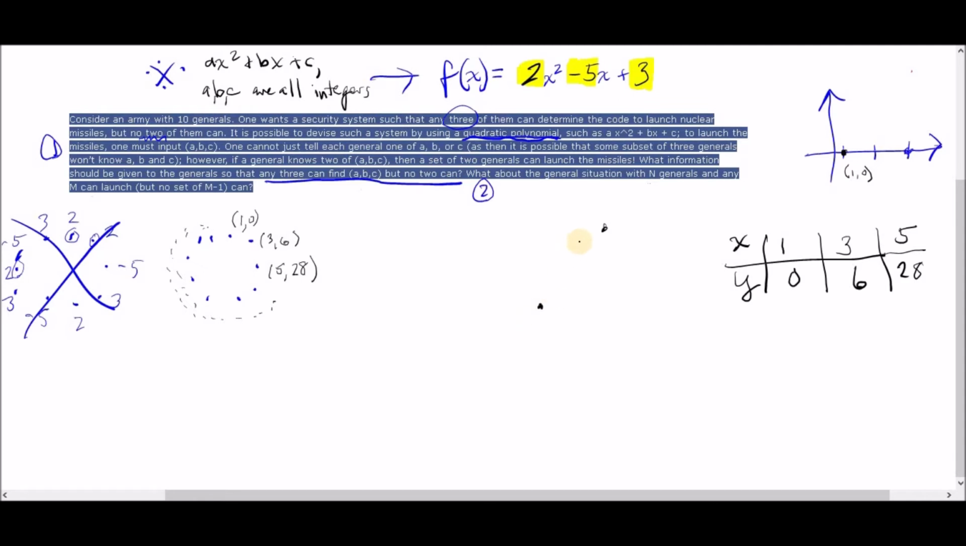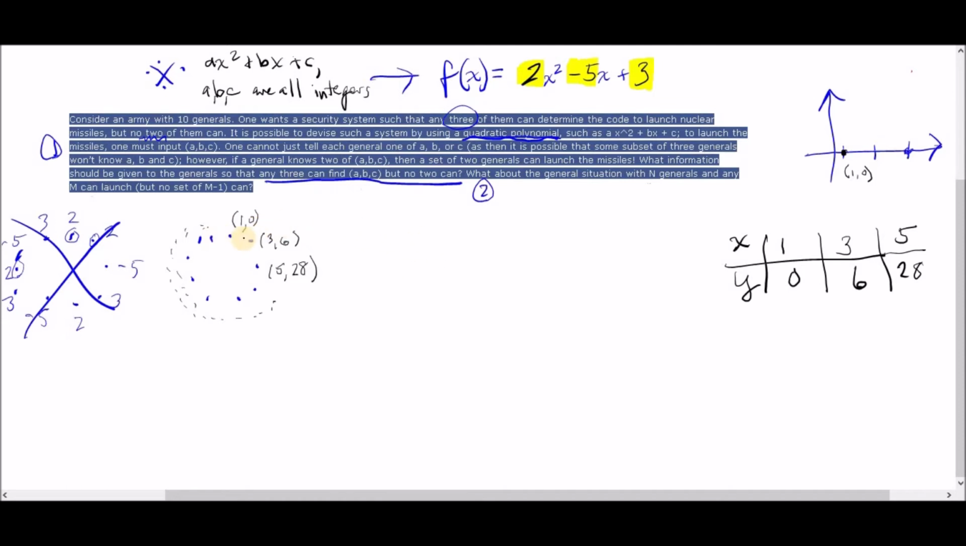Okay, so 2 points. If I only have 2 points, assuming they're 3, 6, and 5, 28, I can make a line, but I'll have no way of understanding how to make a curve. Even if I'm not graphing it, there's no way I can take just those 2 points and figure it out. And I'll tell you why. It's because with 3 points, I can do it. So I'll show you how it's done with 3 points and why it won't work for 2 points.